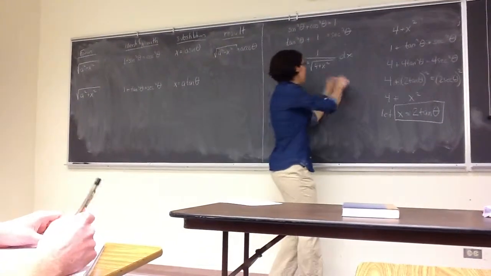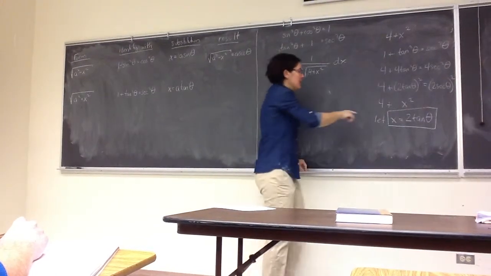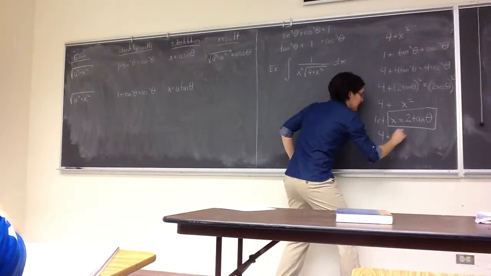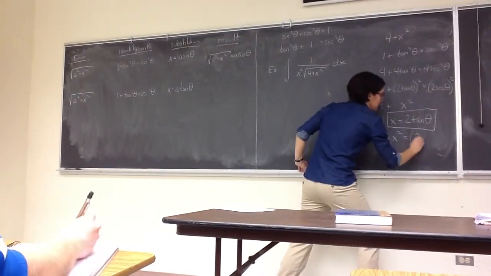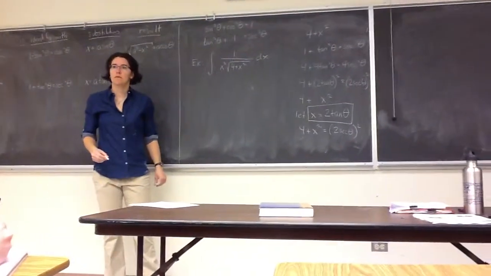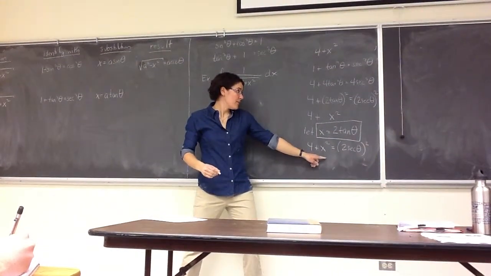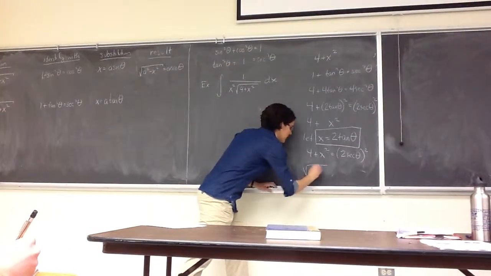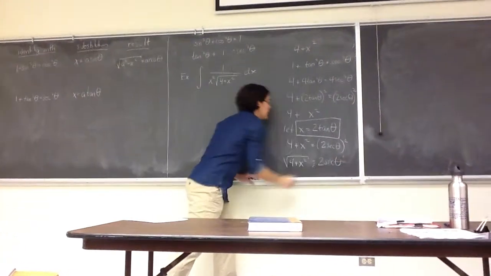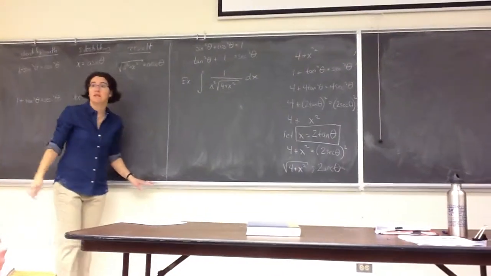Now, when I'm doing this, I might go ahead and do some work off to the side with the square root of 4 plus x squared. Since x is equal to 2 tangent of theta, then 4 plus x squared is going to be equal to 2 secant theta squared. Remember, my x is 2 tangent theta. So that means that the square root of 4 plus x squared will be equal to 2 secant theta. So I'm going to go ahead and replace the whole square root of 4 plus x squared with 2 secant theta.